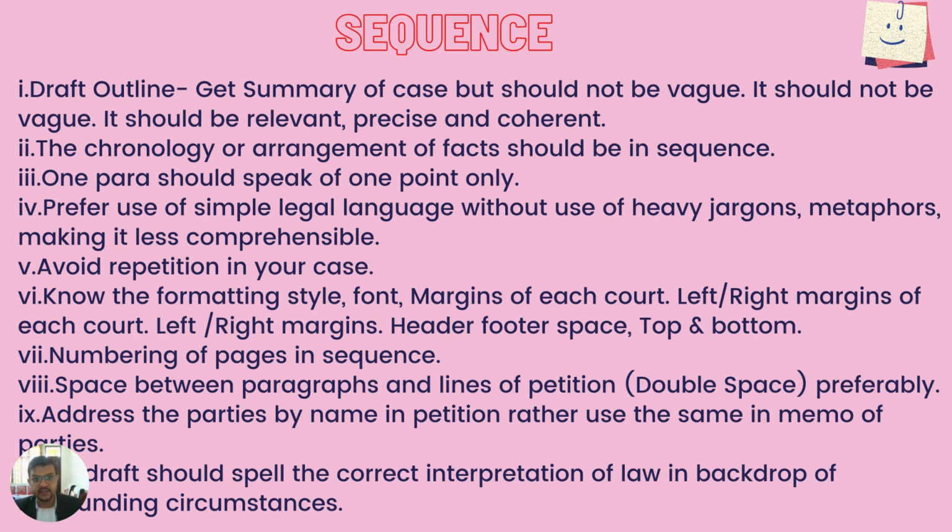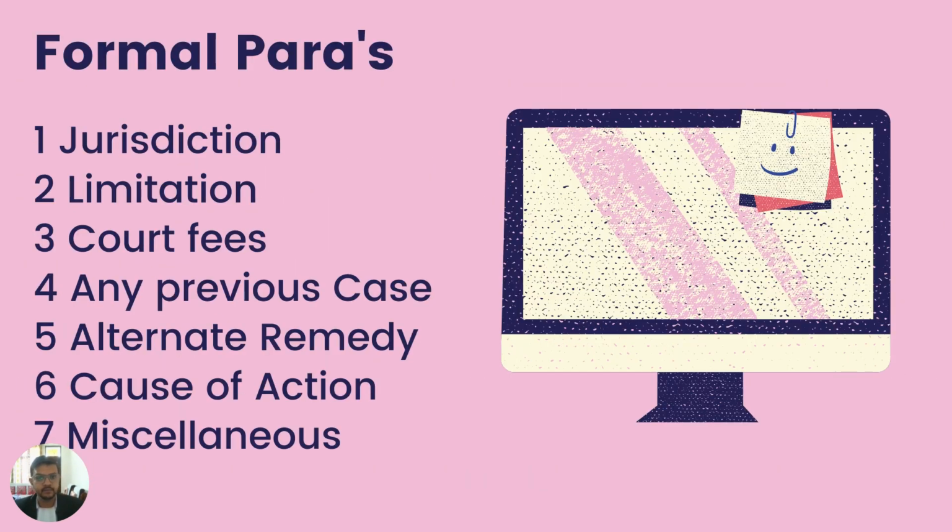Spacing between paragraphs and lines of a petition is always double space, preferably. Address the parties by name in the petition rather than using the same as in the memo of parties. The draft should spell out the correct interpretation of law in the backdrop of surrounding circumstances. So as on date, whatever the law is on the point, you must state it.